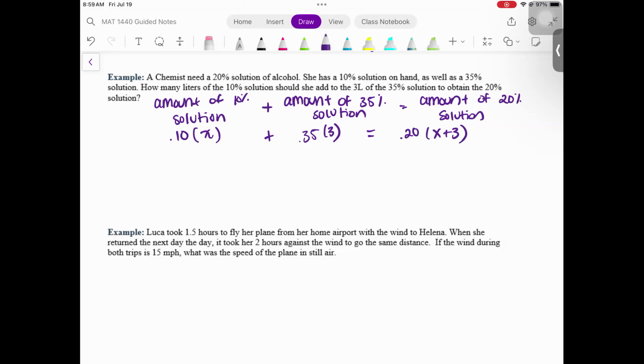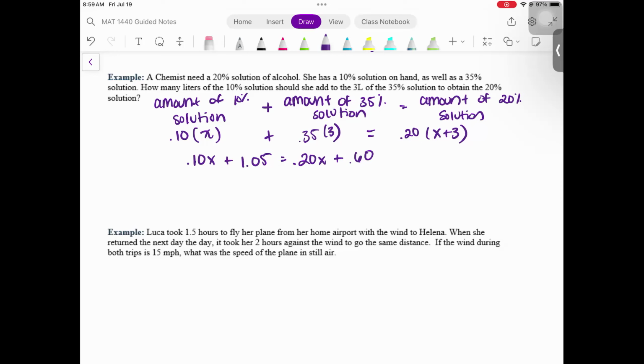Now we're going to simplify this equation to solve for X. This becomes 0.10X plus 0.35 times 3 is 1.05 equals, distributing the 0.20, we get 0.20X plus 0.60. We have this linear equation, variables and constants on both sides.